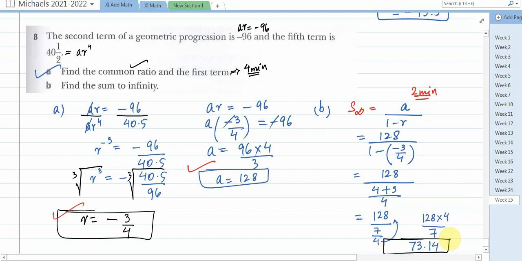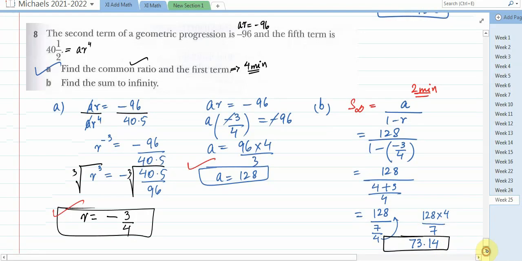So I hope that all of you are getting the same answer. The question is quite easy. You just need to apply the working formula for sum to infinity in part B. Moving on to the next question.